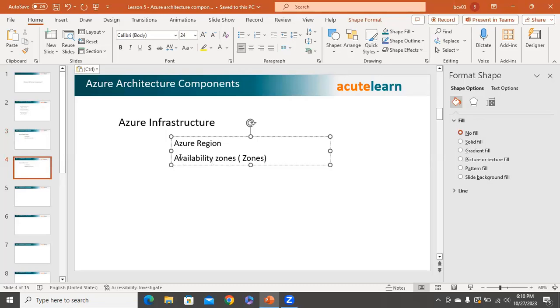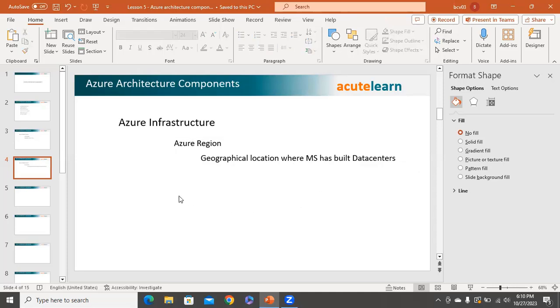So an Azure region is basically a geographical location where Microsoft has built data centers. Like they call South India, Central India, West India. It's basically a geographical location where Microsoft has built data centers.